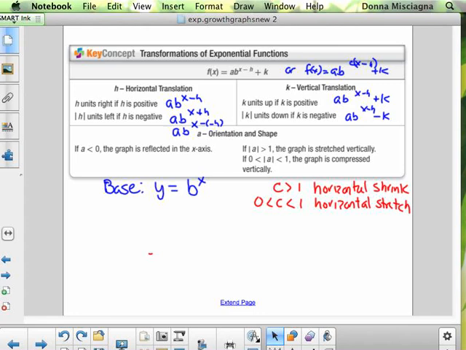values. And then the coefficient in front of x, if it's greater than 1, horizontal shrink, as we saw with the graph of f of x equals 2 to the 4x. And if it's between 0 and 1, horizontal stretch, as we saw with the graph of f of x equals 2 to the 1/2 x.